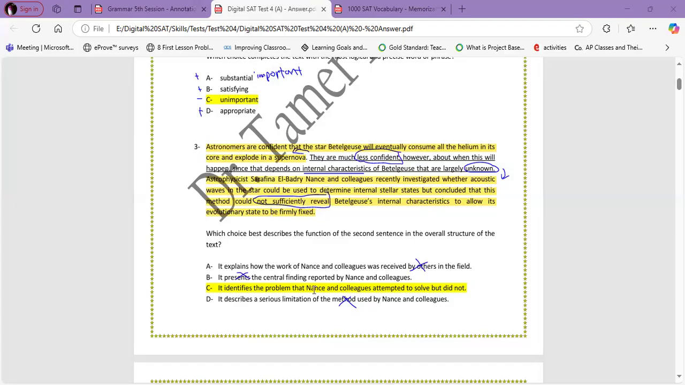It describes a serious limitation. Yes, there is a limitation here, that they don't know the time. The method used by Nance and colleagues? No, the limitation is not in the method of Nance and colleagues, because Nance and colleagues are not mentioned here. They are mentioned in the final sentence, the sentence that comes after. So the answer is C.